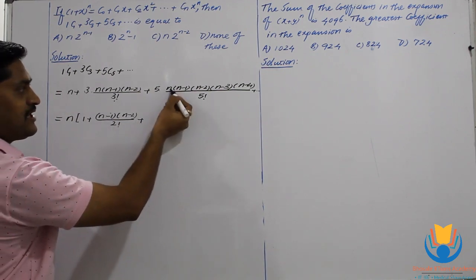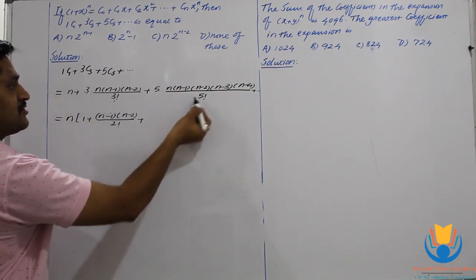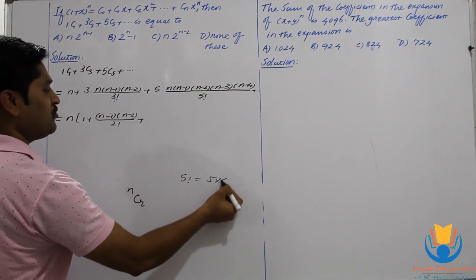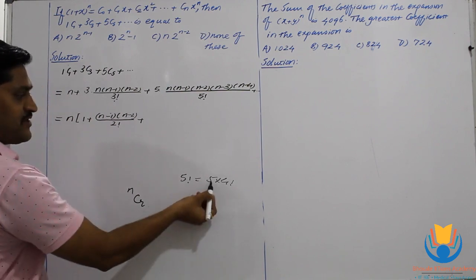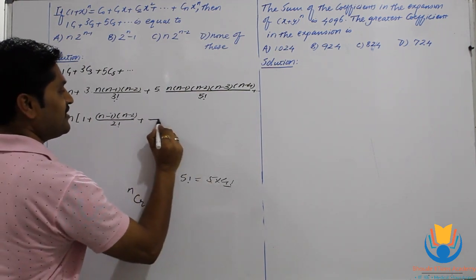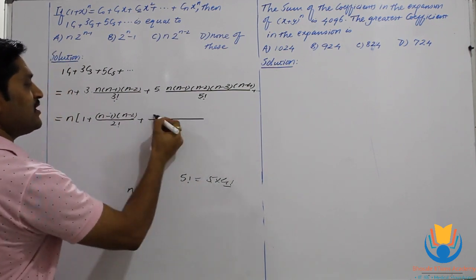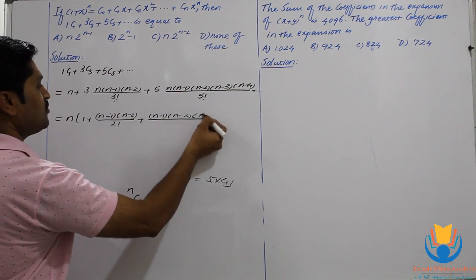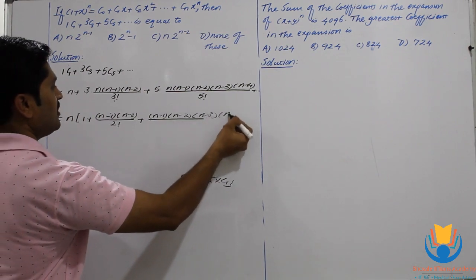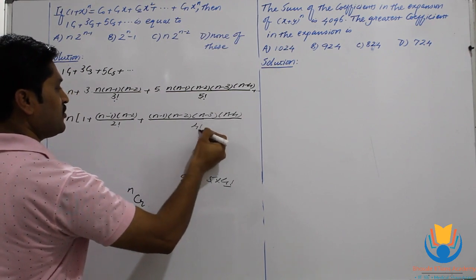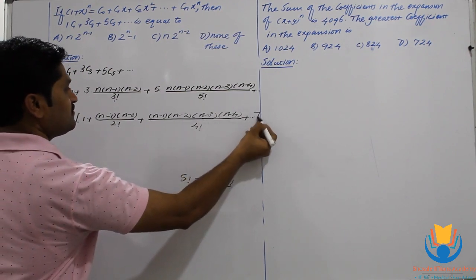Similarly, already I have taken this n outside, so this 5 factorial can be written as 5 into 4 factorial. So this 5 and this 5 will get cancelled, we are left with 4 factorial in the denominator, and in the numerator we have n minus 1 into n minus 2 into n minus 3 into n minus 4, that upon 4 factorial plus dot dot dot.